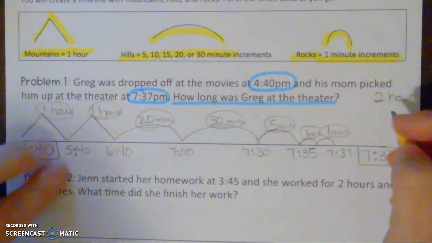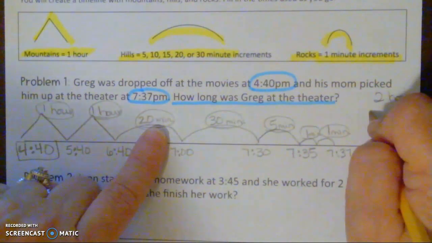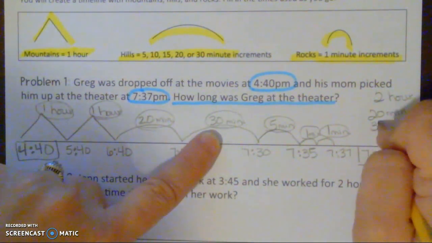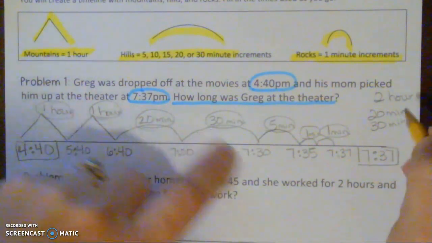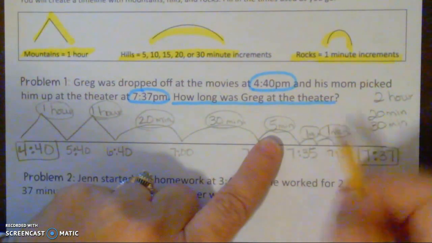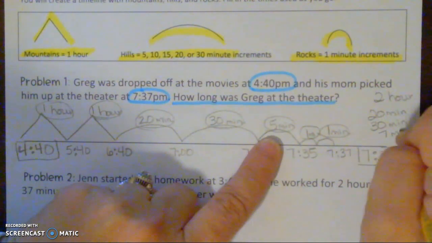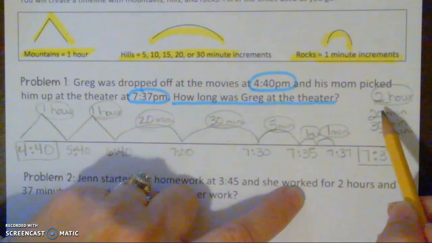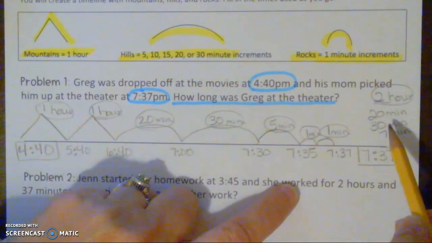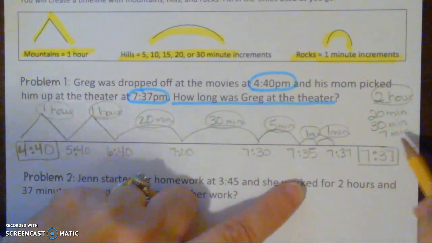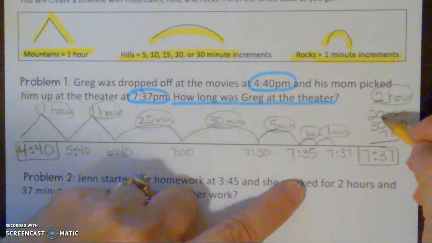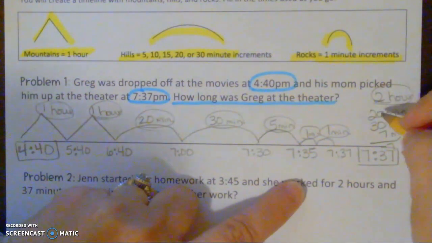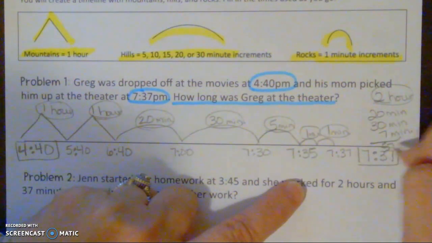Okay? We have 20 minutes. We have 30 minutes. And we have 5, 6, 7 minutes. Okay? So we can keep the 2 hours by itself, and then if we add up our minutes, we have 20 plus 30 plus 7. So if we just draw a line and add this up, 0 plus 0 plus 7 is 7, and then 2 plus 3 is 5.